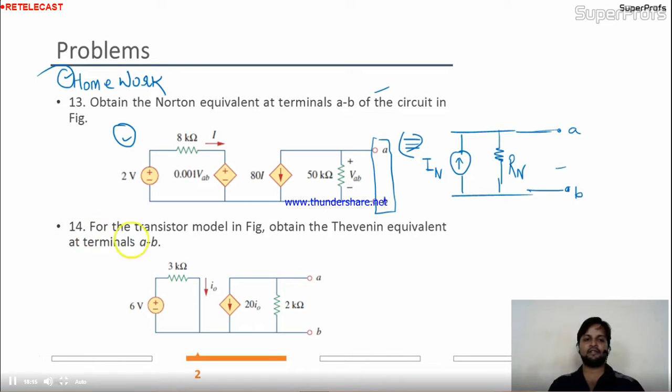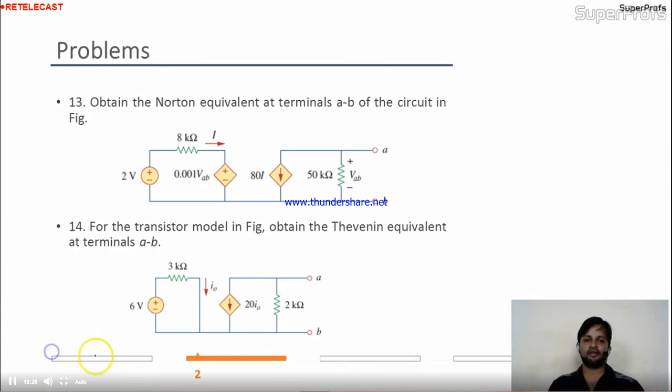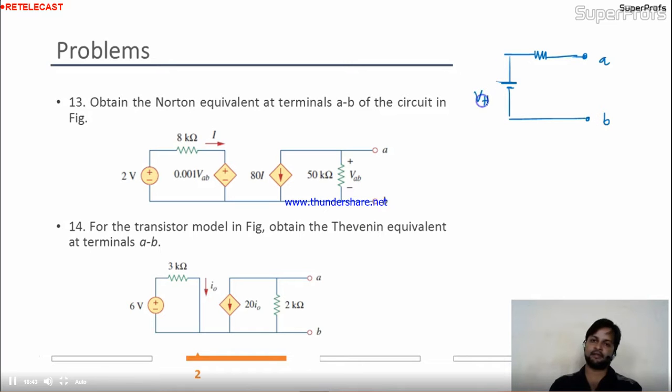Come to the 14th one. For the transistor model in the figure, obtain the Thevenin equivalent across the terminals A and B. Where is the A and B? Here is the A and B. This circuit I'll do for you. Thevenin equivalent circuit says I have to reduce this entire circuit into a single source and a single resistance across the given points A and B. So this is nothing but VTH, and this is nothing but RTH. I have to calculate this. First, I'll calculate VTH over here. So I assume this is VTH like this.